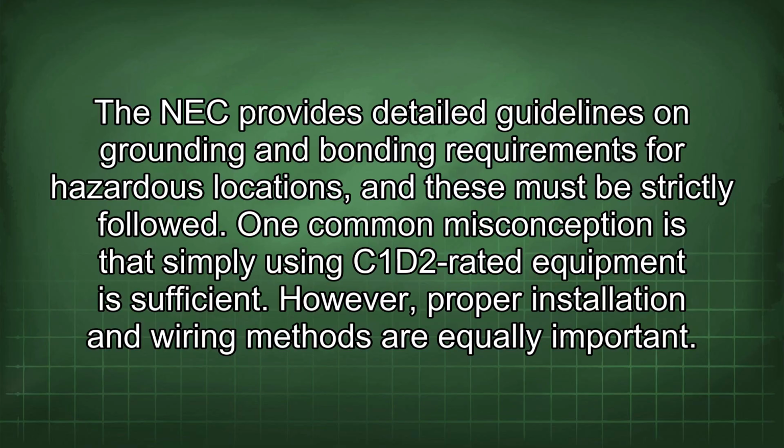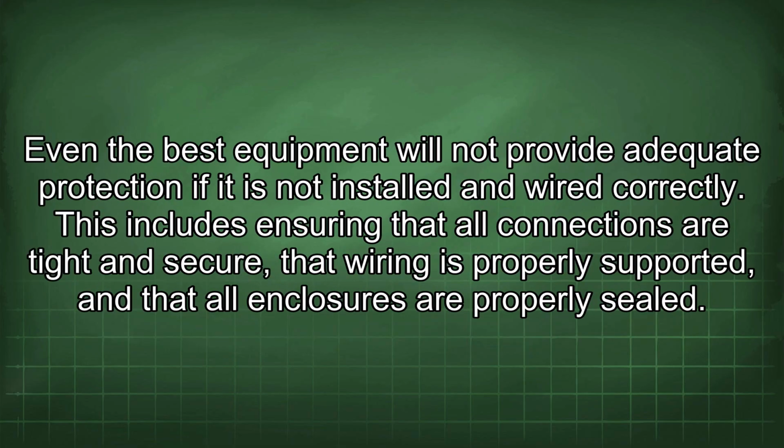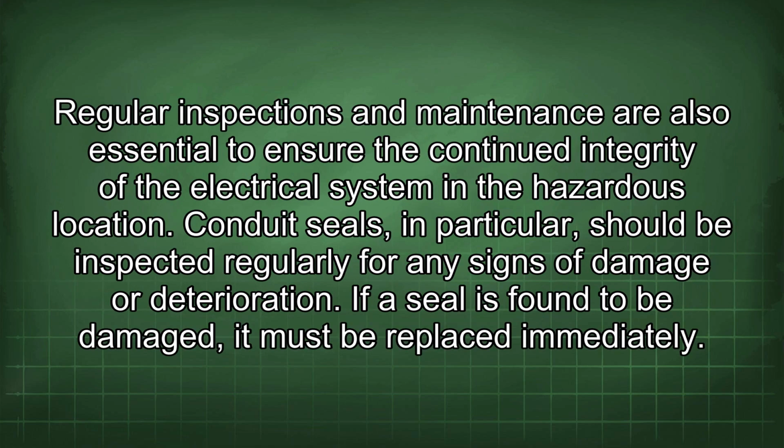One common misconception is that simply using Class 1 Division 2 rated equipment is sufficient. However, proper installation and wiring methods are equally important. Even the best equipment will not provide adequate protection if it is not installed and wired correctly. This includes ensuring that all connections are tight and secure, that wiring is properly supported, and that all enclosures are properly sealed. Regular inspections and maintenance are also essential to ensure the continued integrity of the electrical system in the hazardous location.